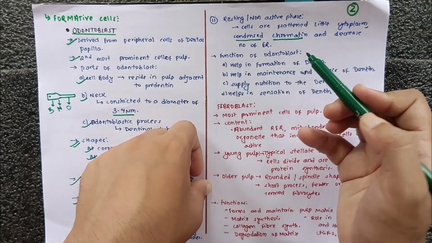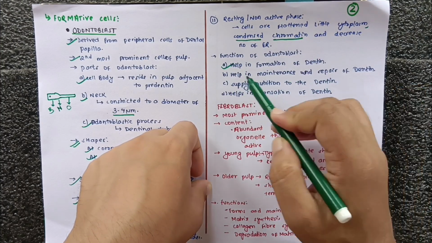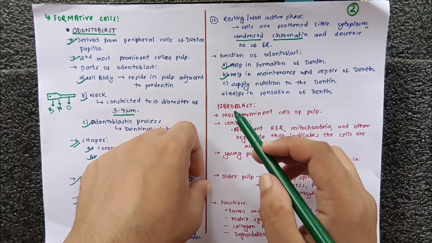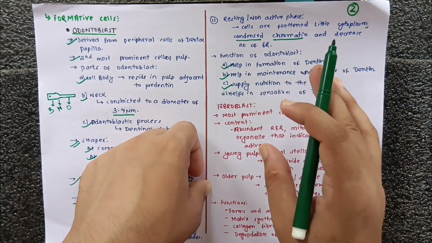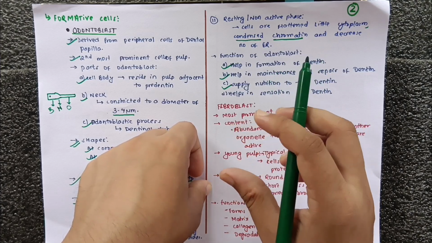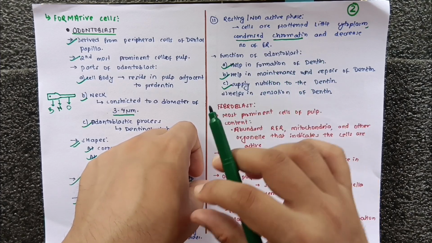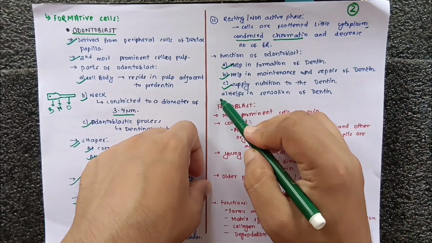It helps in the formation of the dentin, which is certain. After that, it helps in the maintenance and repair of the dentin. It is also important for the supply of nutrition to the dentin. Every nutrition comes from the pulp, so the odontoblast and odontoblastic processes help in supplying nutrition to the dentin, and they help the sensation of the dentin too.